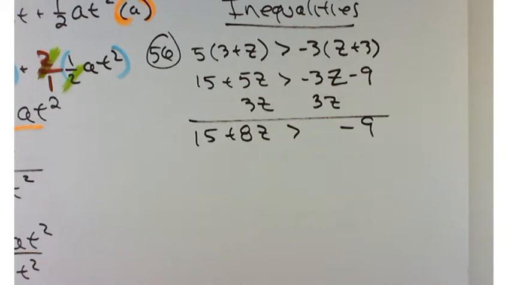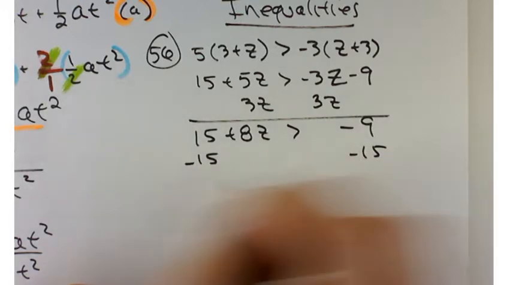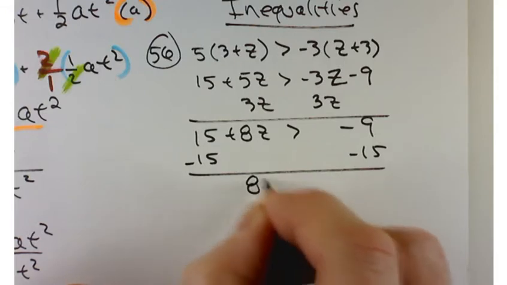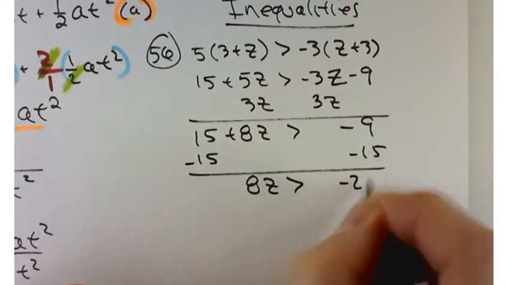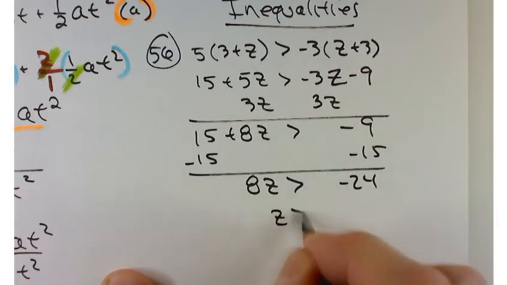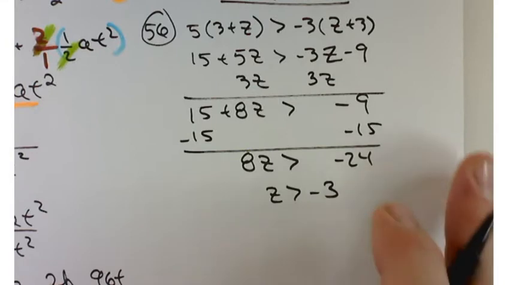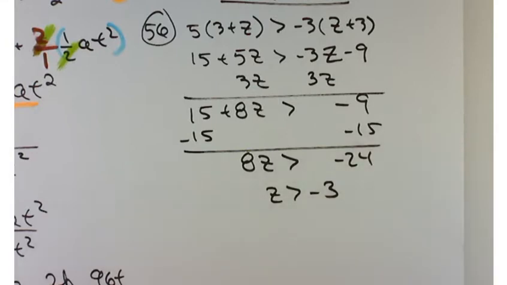So my variable's on one side. I want to put the constant on the other side. So I'll subtract 15 from both sides. 8z is greater than negative 24. So z is greater than negative 3. Nice.